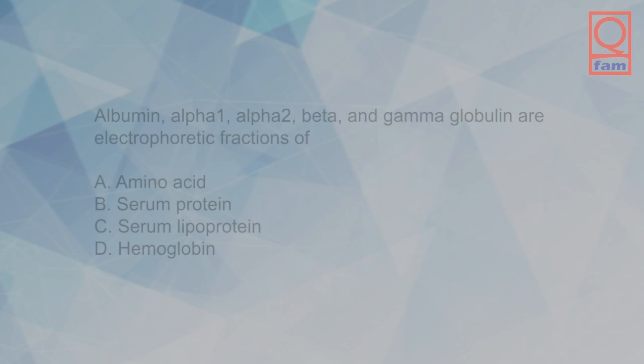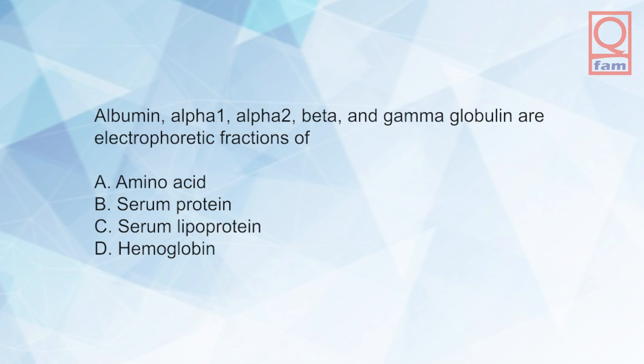Albumin, alpha 1, alpha 2, beta, and gamma globulin are electrophoretic fractions of? A. Amino acid. B. Serum protein. C. Serum lipoprotein. D. Hemoglobin. The answer is B. Serum protein.